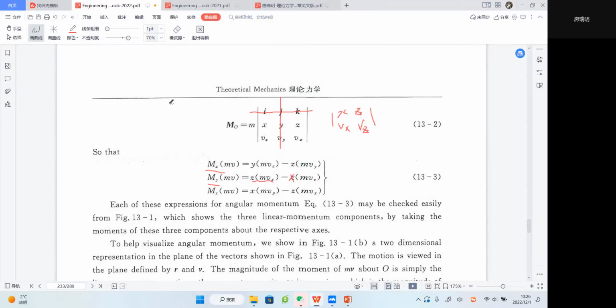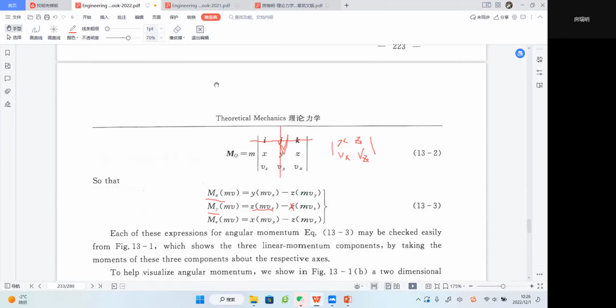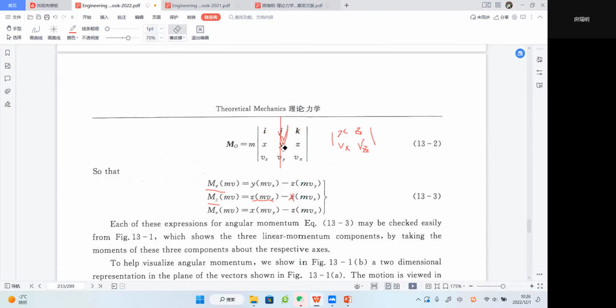And for the third one, we use the same method. So for the third one, let me erase some. Okay. Sorry.